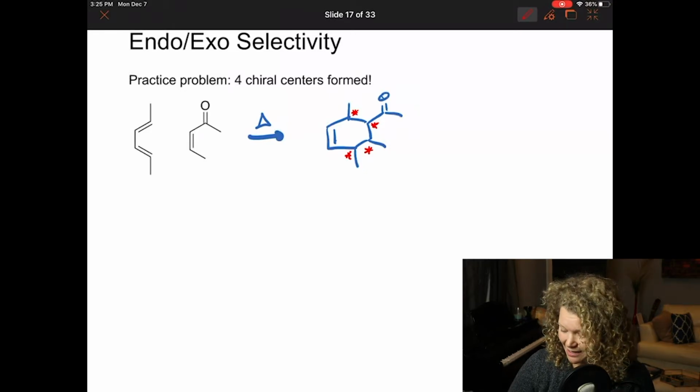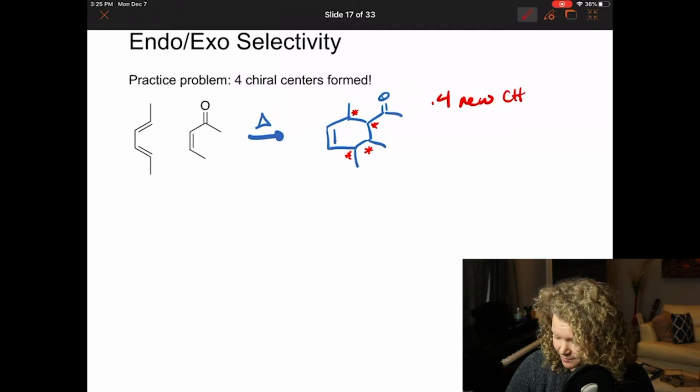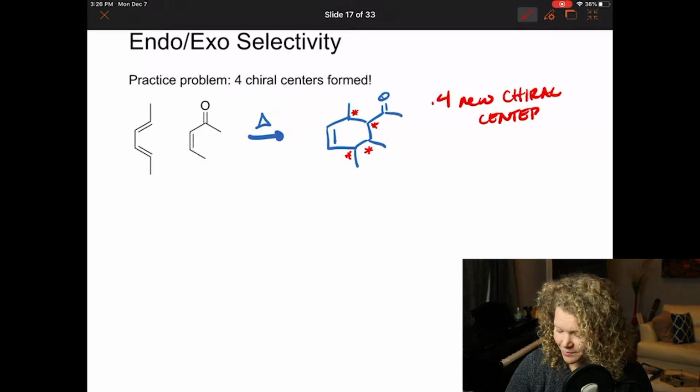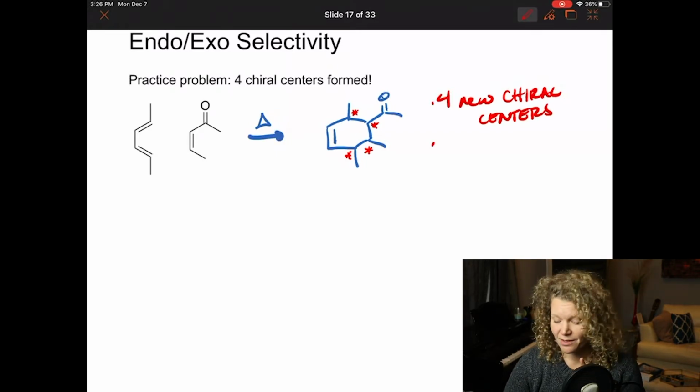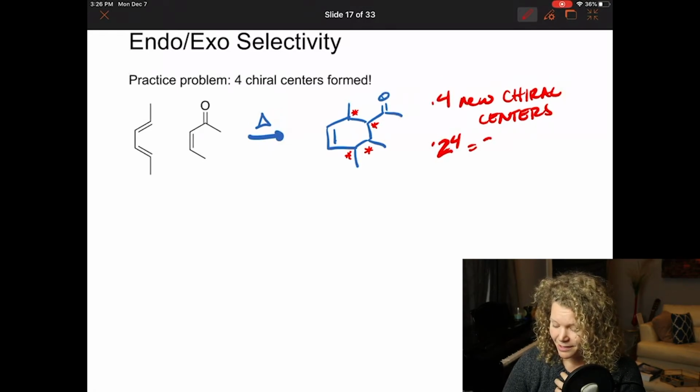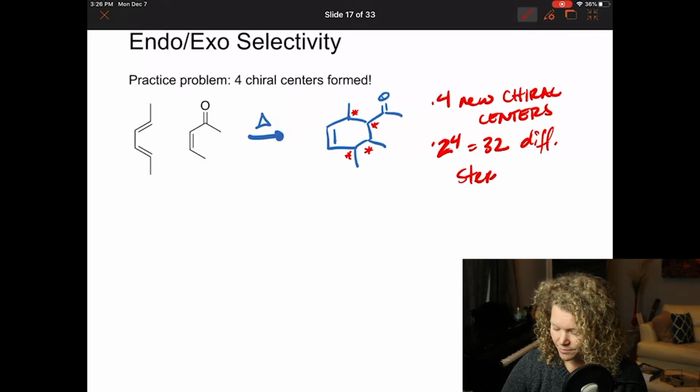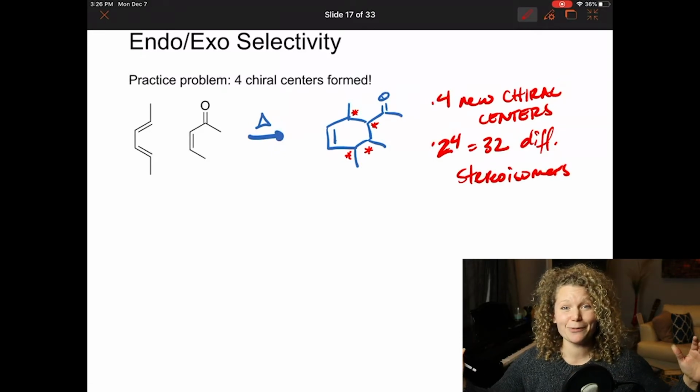Holy cow, that's a lot. So here we have 4 new chiral centers. Okay, this means that we have 2 to the 4, which would be 32 different stereoisomers. That's a lot of different products.